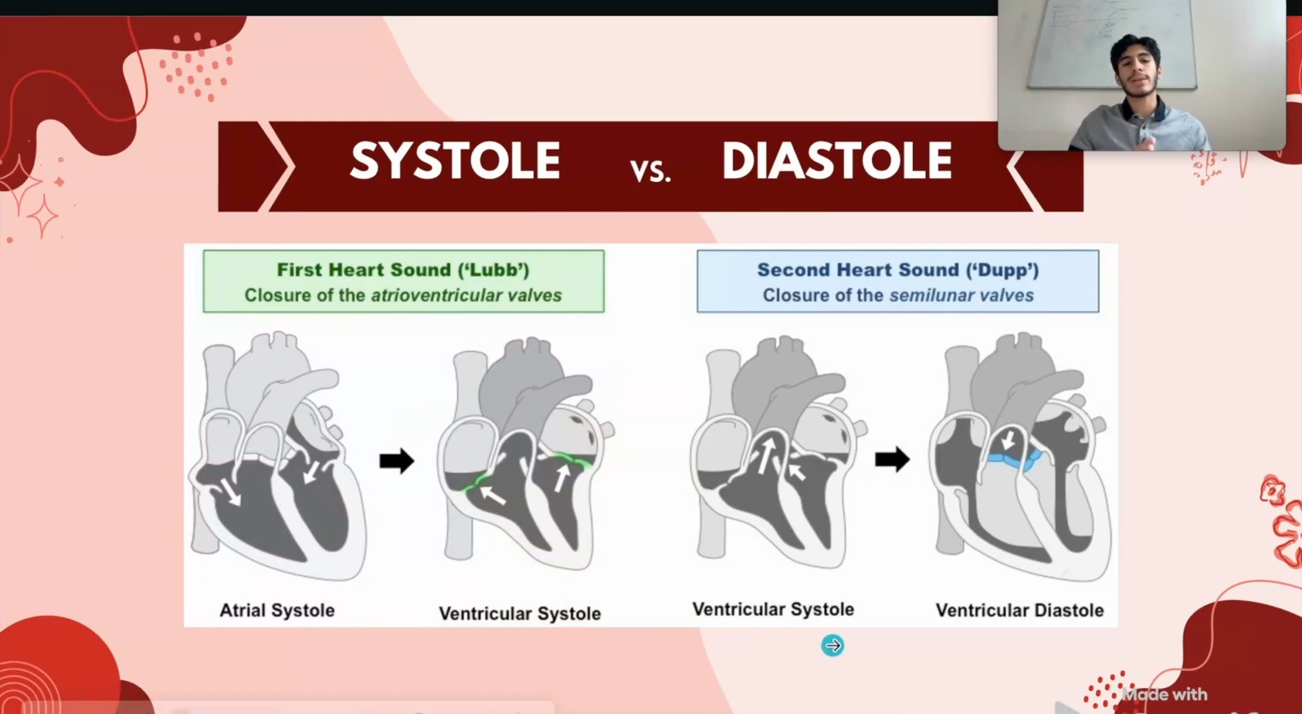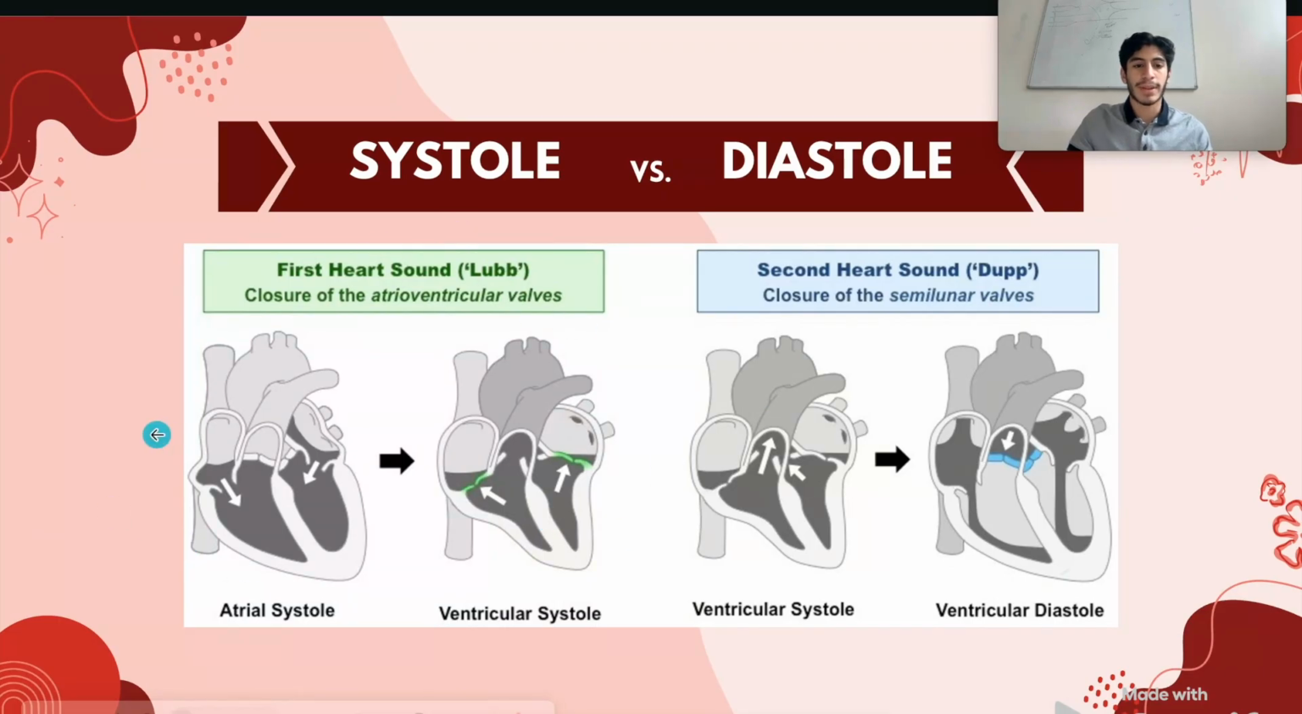Right. Okay. Now let's talk about the difference between systole and diastole. Systole is contraction, and diastole is relaxation. What is the contraction? Contraction of what? Well, we're talking about systole. We're mainly talking about the contraction of the ventricles, right? So let's go through this again. Let's talk about the sounds again.